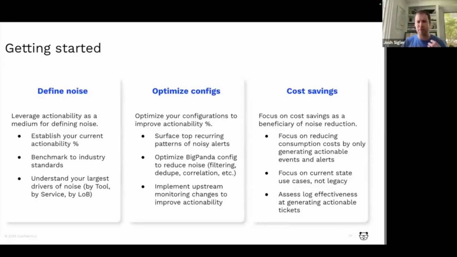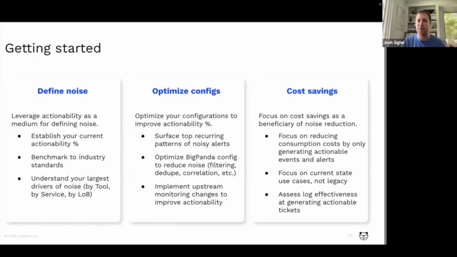Cool. So just really to wrap this up on actionability, how do you get started? Very first thing is your definition of noise. You're probably all on the call today because you're saying, hey, I have a noise problem. But how do you turn that into numbers? How do you quantify it? How do you begin to tell people just how bad my noise problem is? And you can do that by actually digging into what my actionability is.